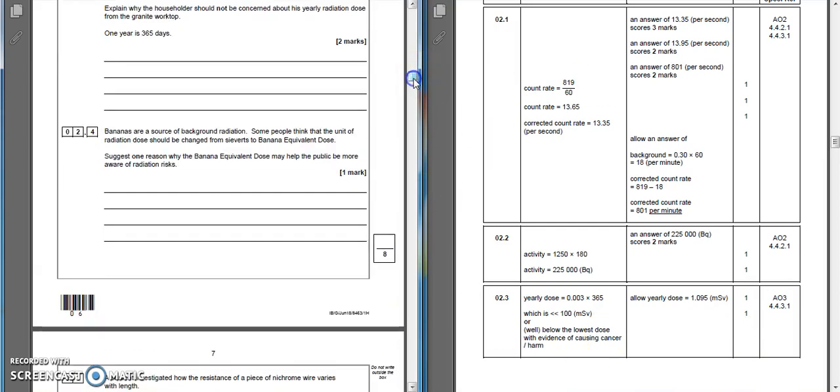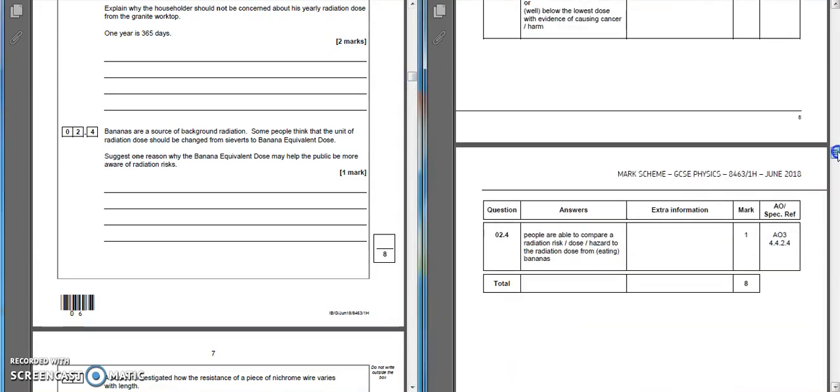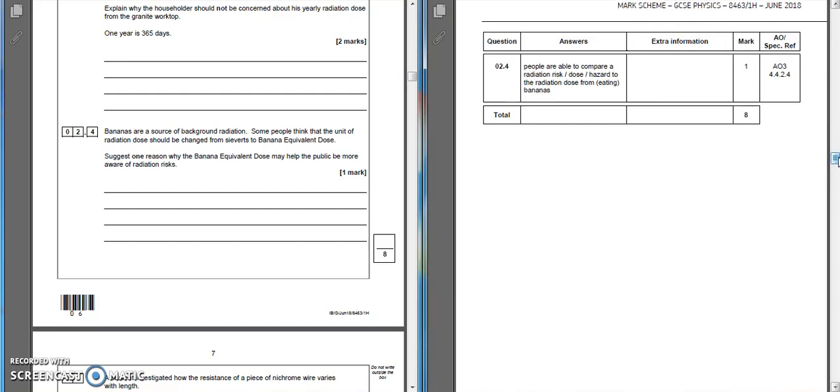For 2.4, last one in this section, the slightly amusing suggestion that we should not measure radiation in becquerels, we should measure them in banana equivalent doses, as in the same amount of radiation that you get from a banana.